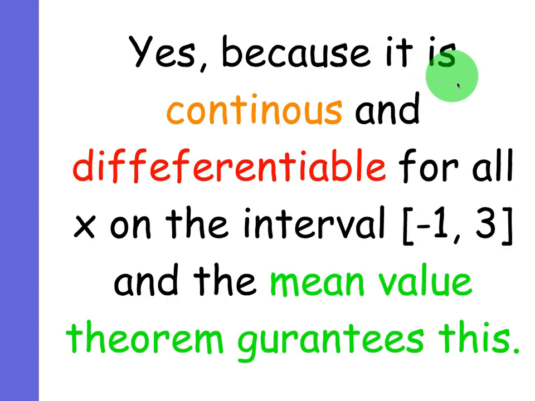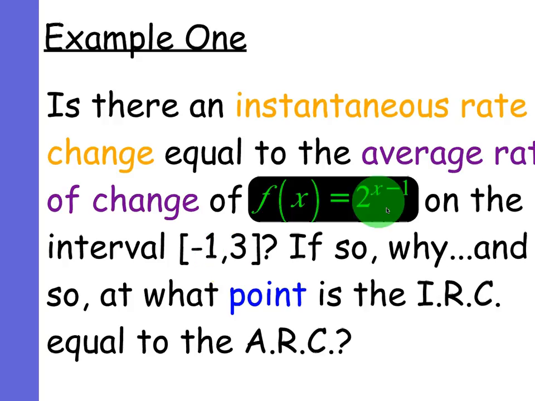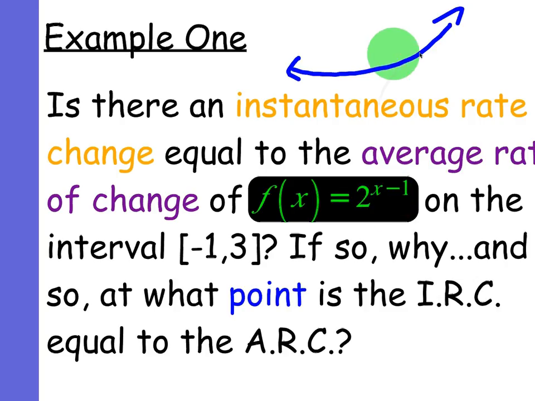Now, we can automatically say yes, it is, because this function is continuous and differentiable on [-1, 3]. And the mean value theorem guarantees this. How do we know it's continuous and differentiable? That might be a question you're asking. Well, this is an exponential function, so it's going to look something like this. Now, all we've actually done is just shifted it 1 unit to the right. And so if you know the parent graph of exponential functions, you'll know this is still going to be continuous even if you shift it.